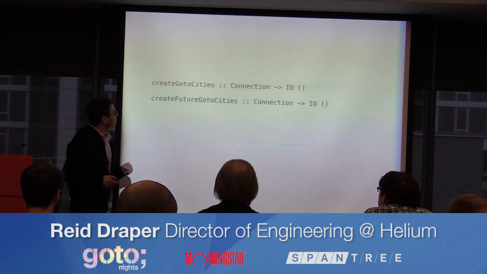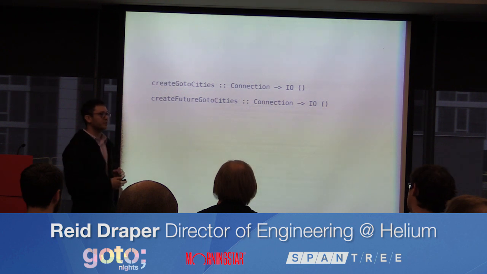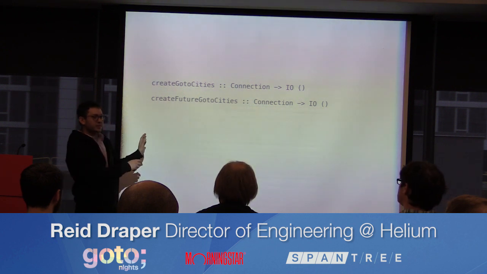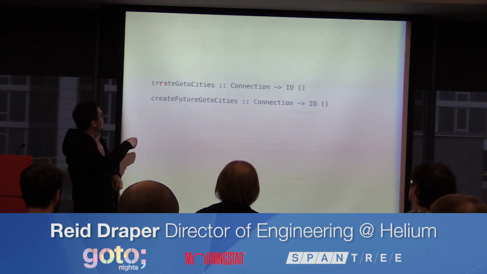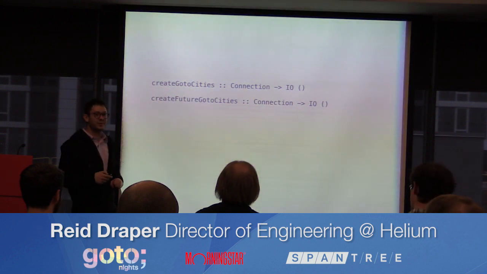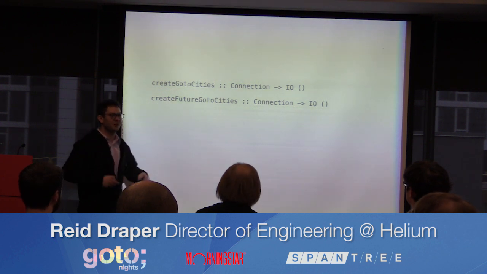Okay, so let's translate our Python code that we had before into Haskell. This is just the type signatures. We don't have to look at any actual Haskell code. And so create GOTO cities is going to be a function from connection to what's called an IO unit.